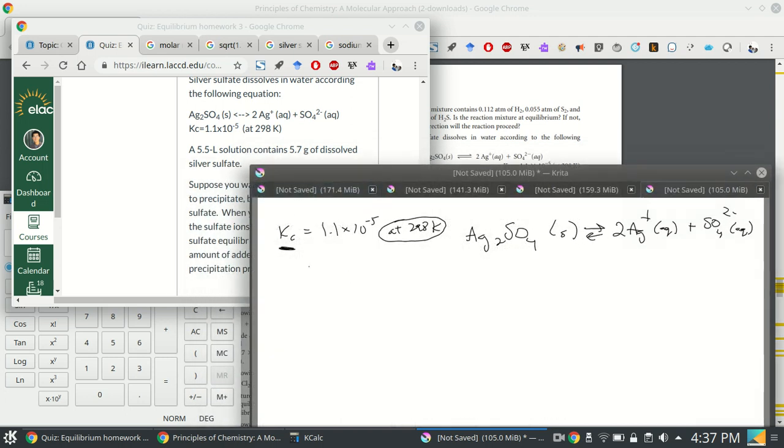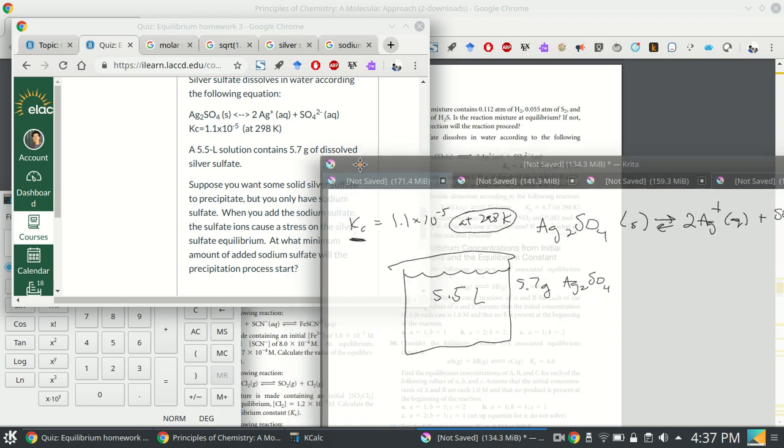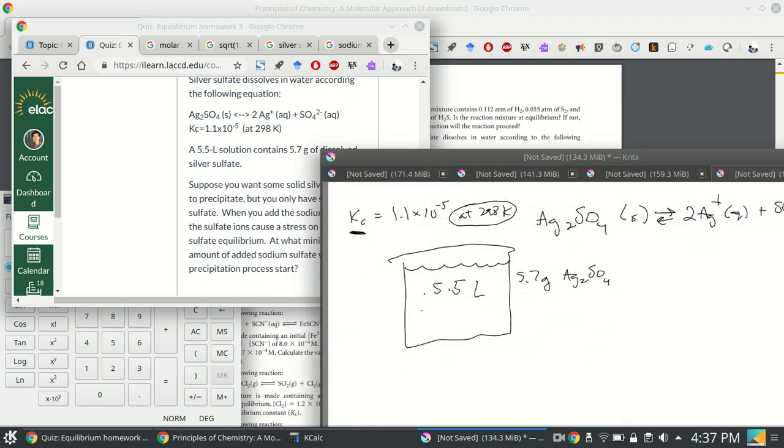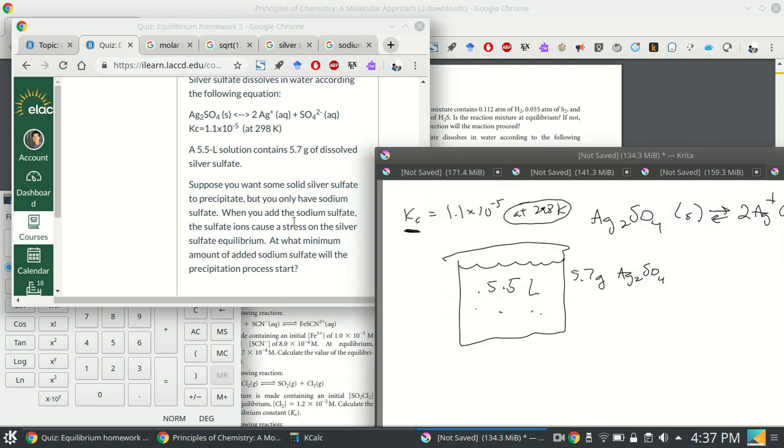All right, so we've got a 5.5 liter solution. So I'll just put it in a big old beaker. This huge 5.5 liter solution in a really big beaker, bigger than whatever you've ever seen, I guess. Now it has 5.7 grams of dissolved silver sulfate. Now silver sulfate is this. Now suppose you want some solid silver sulfate. So this is dissolved, but you want it to be solid, which makes sense, if you want to collect the silver sulfate.